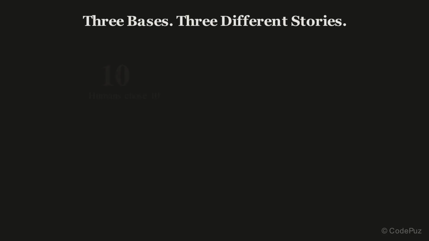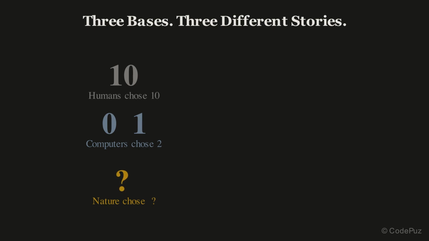Humans chose 10 as their base for counting because we have 10 fingers. Convenient. Arbitrary. Entirely our decision. Computers chose 2 because a transistor has 2 states, on and off. Again, a choice made by the constraints of the machine. But long before humans were counting, long before any machine existed, nature had already settled on a different base.